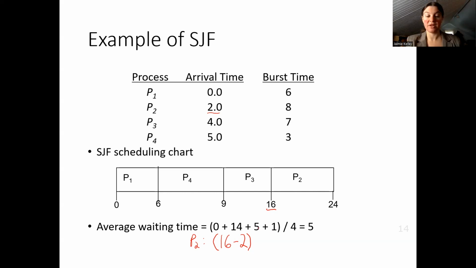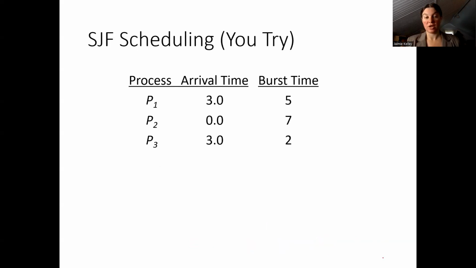Similarly, process 3 started at time 9, but it came in at time 4. So that's going to result in a wait time of 5. And process 4 came in at time 5, was scheduled at time 6. So process 4 is going to have a wait time of just 1 millisecond. Now you try. We have not changed anything about the burst times for our processes 1, 2, and 3. Process 1 still has a burst time of 5. Process 2 has a burst time of 7. And process 3 has a burst time of 2.